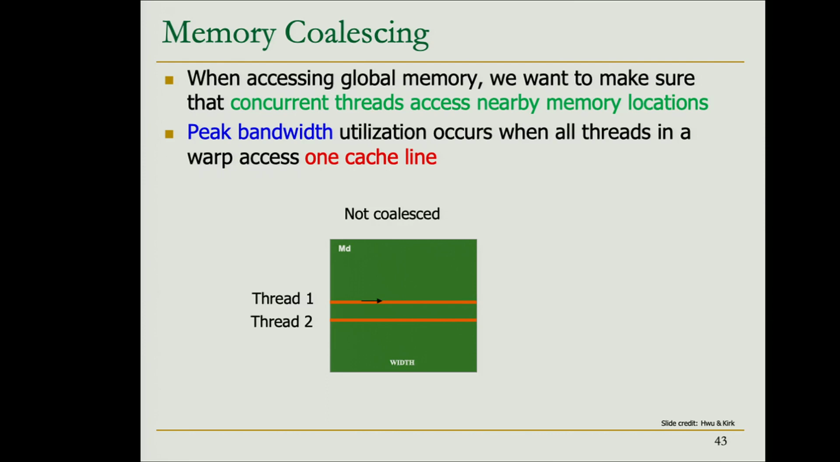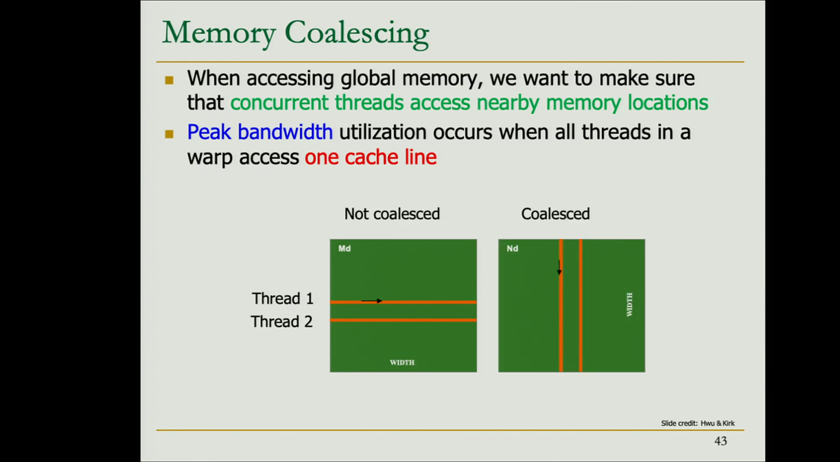So what's a coalesced memory access? It will be something like this. For example, I could write a program where I assign this entire row to thread 1 and this entire row to thread 2, or I can write my program like that. I can assign this column to thread 1 and this column to thread 2. What's the difference between them?